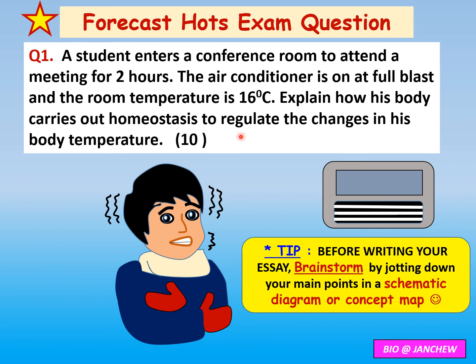So I would suggest that for any essay question, you should first write out an outline of the answer, or a concept map, or a schematic diagram to jot down the main points involved. What are the steps taken in homeostasis? What's the mechanism of thermoregulation? What are the corrective mechanisms?